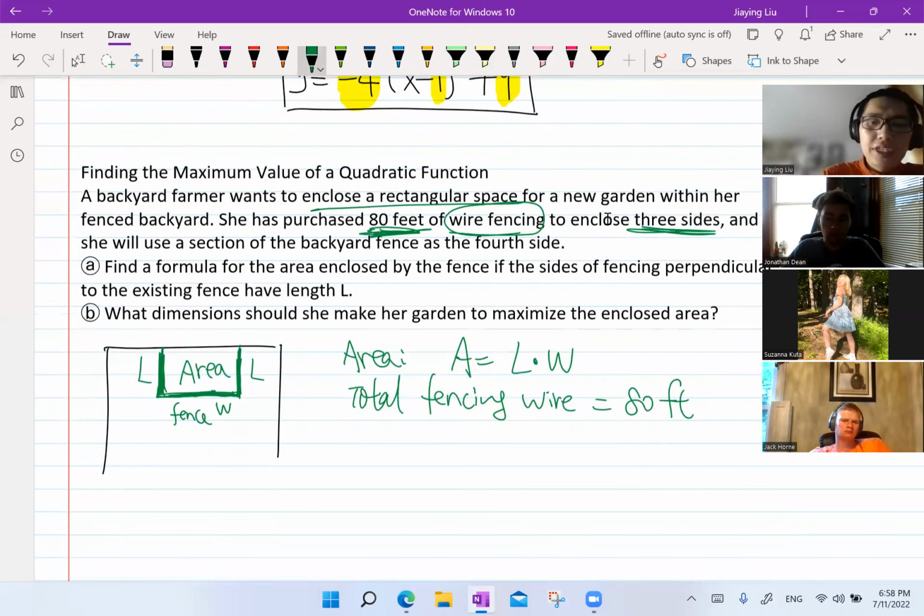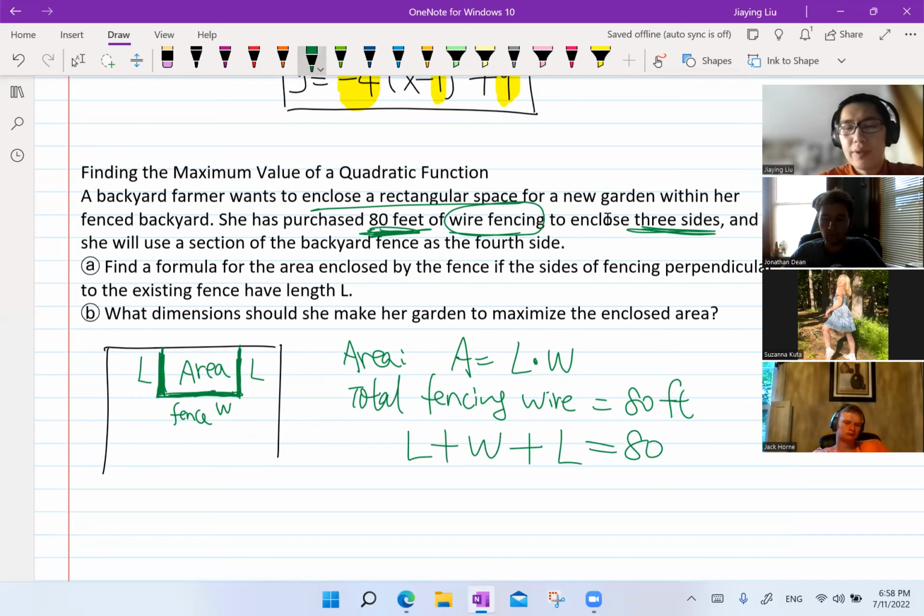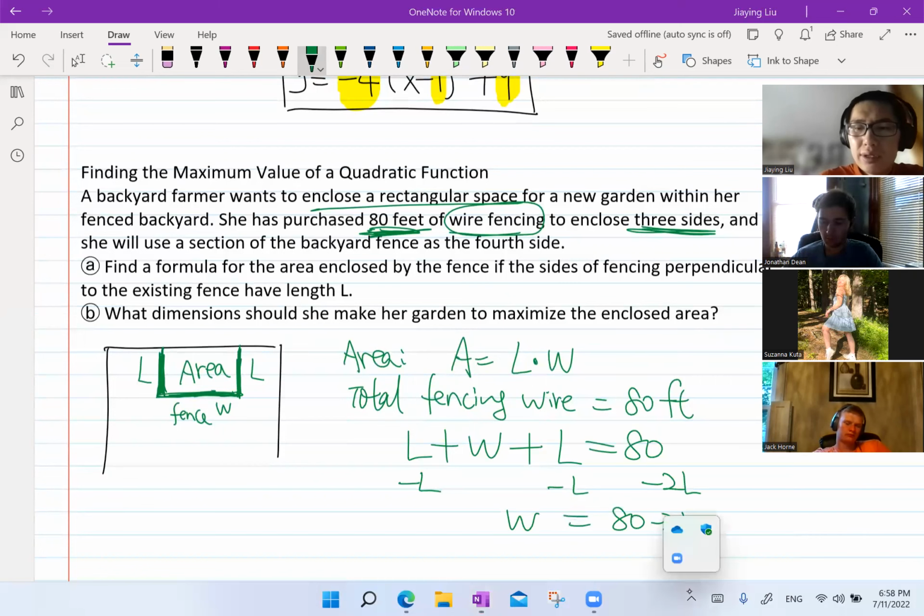And note that the fencing wire only covers three sides. So the three sides are L and W and another L. Those three sides are covered by the wire, and that's going to equal 80 feet. From here, we can solve for W in terms of L. If we subtract two L's from the left side, then we get W equals 80 minus 2L.